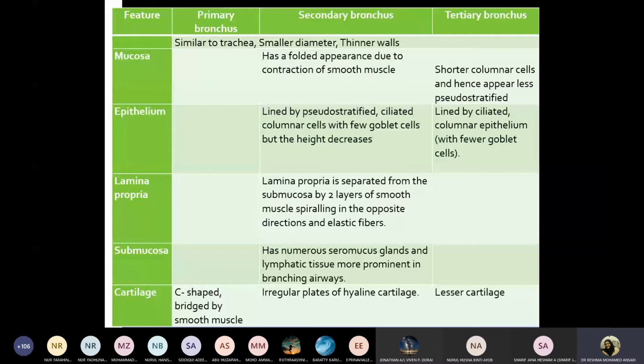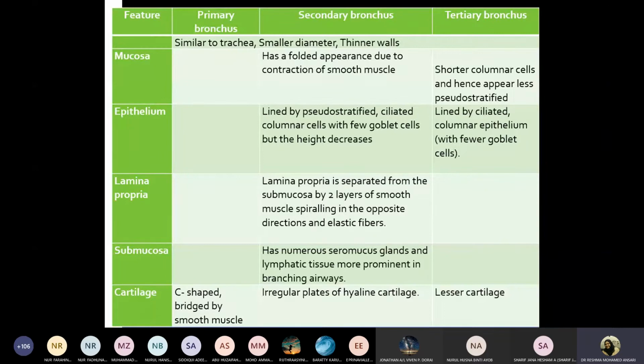Then we go to the submucosa. Submucosa has quite a number of glands and more lymphatic tissue. This lymphatic tissue, we call them BALT, or mucus-associated lymphoid tissue becomes bronchus-associated lymphoid tissue. They are aggregations of a lot of lymphocytes here. And the cartilage slowly breaks. It will form irregular plates of hyaline cartilage.